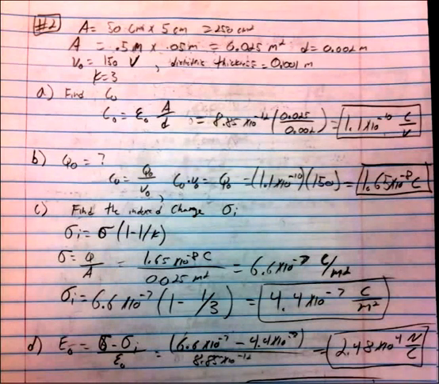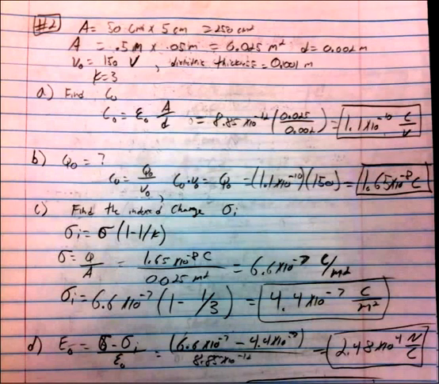Hi, this is Ryan Long, and I'm going to be going over homework problem number 2, which reads: a parallel plate capacitor has an area of 250 centimeters squared and a separation of 2 millimeters. The capacitor is charged to a potential difference of 150 volts, and the battery is disconnected.